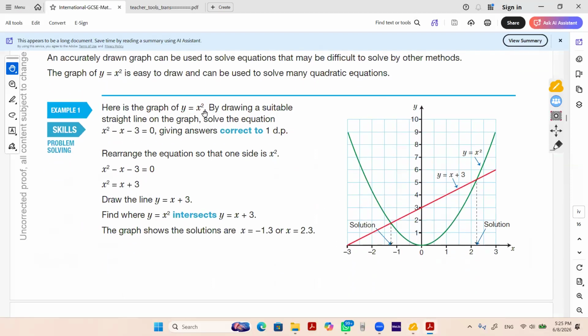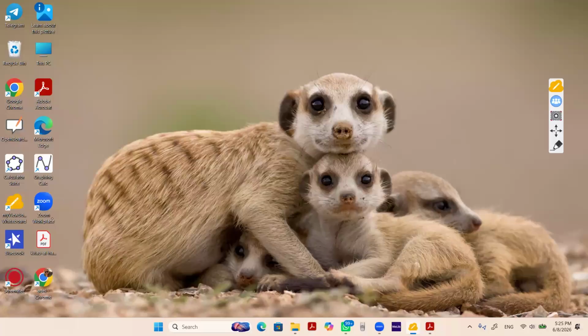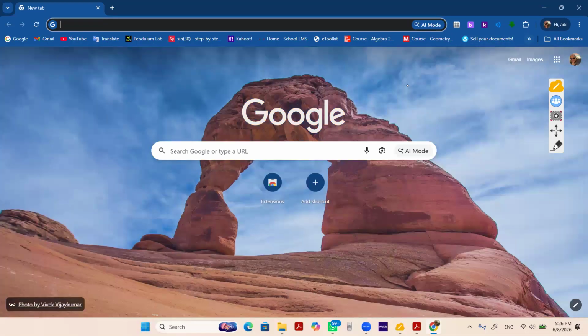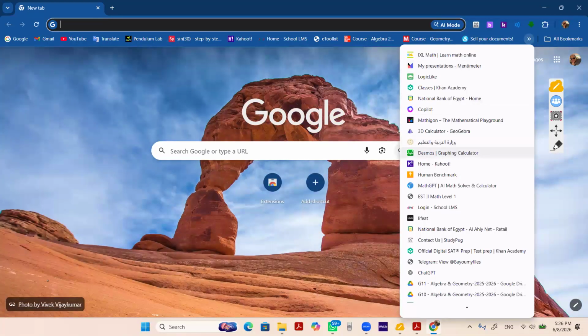So y equals x squared. Let's play a little bit and see what is the transformation of this function. If we use, do you know Desmos? Yeah. Okay, let's graph the function on Desmos and see what is the effect of the number in the quadratic function.